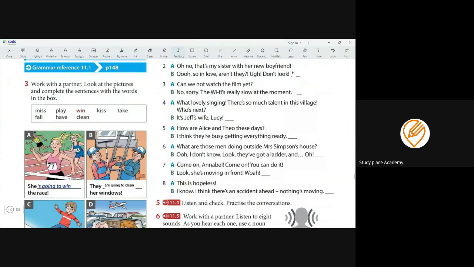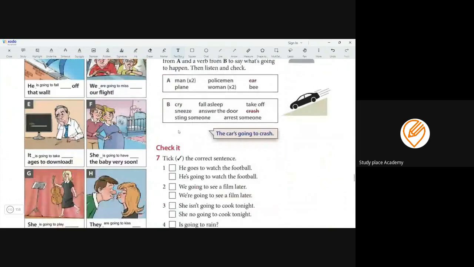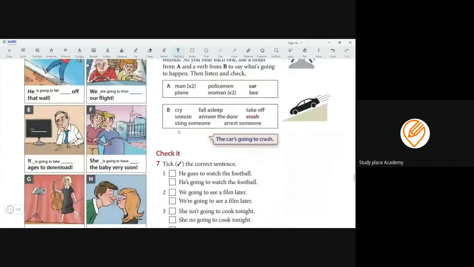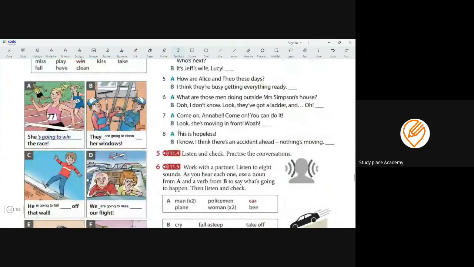And number 4, what lovely singing. There is so much talent in this village. Who's next? It's Jeff's wife, Lucy, and she's going to play the cello.